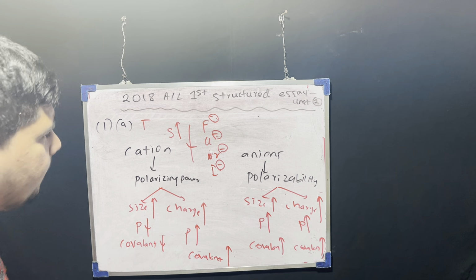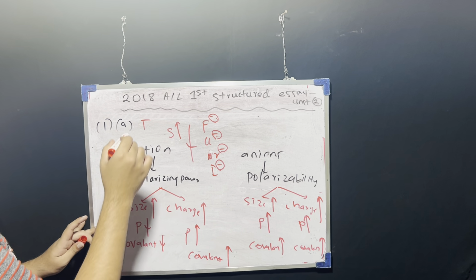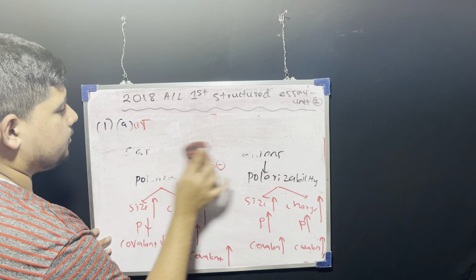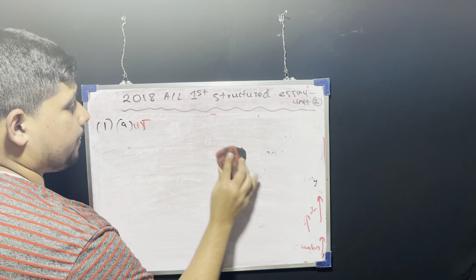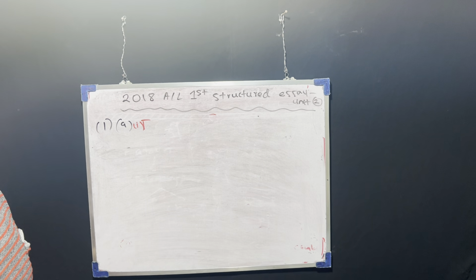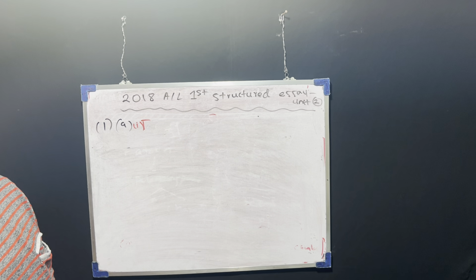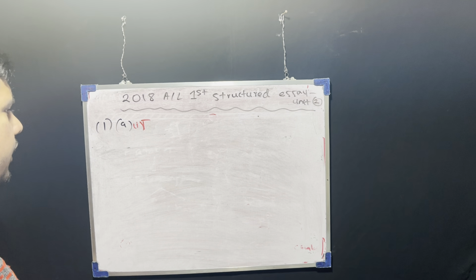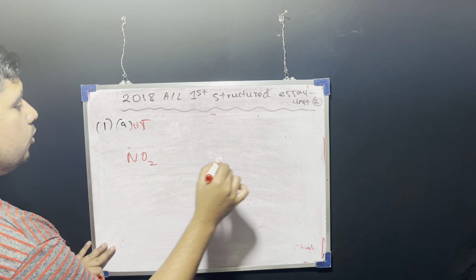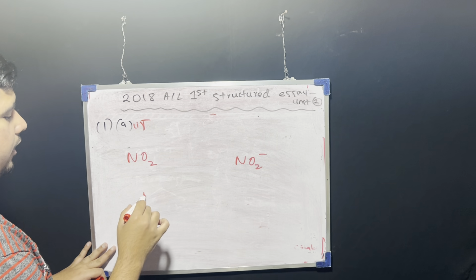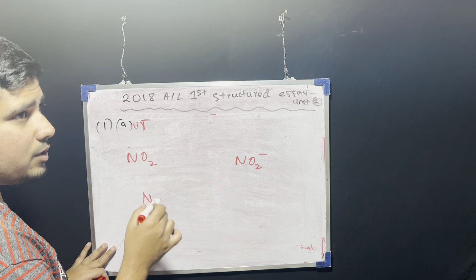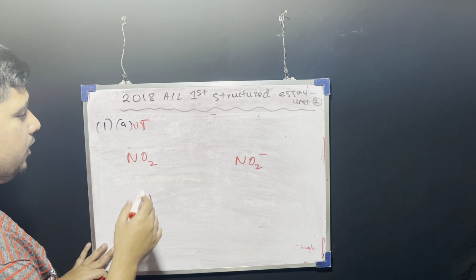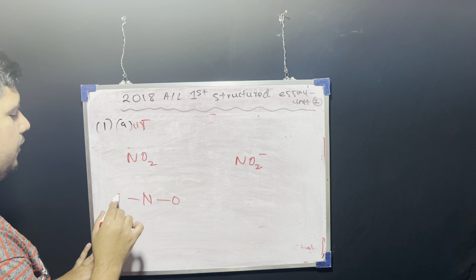This is true. Now, this was Roman number 1. Now we'll look at Roman number 2. The O-N-O bond angle of NO2 is greater than that of NO2 minus. Now, let me draw the Lewis structures of NO2 and NO2 minus. Here, nitrogen is the central atom because it is less electronegative than oxygen. Oxygen is more electronegative. So, this is the Lewis structure.